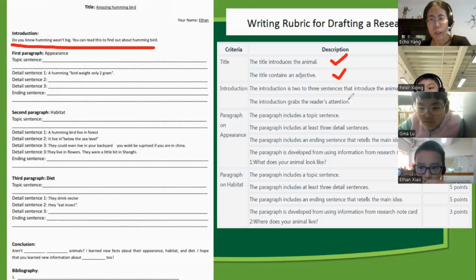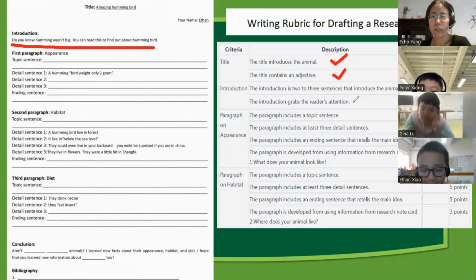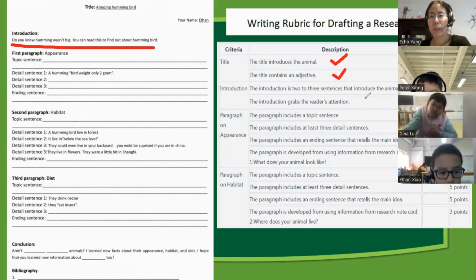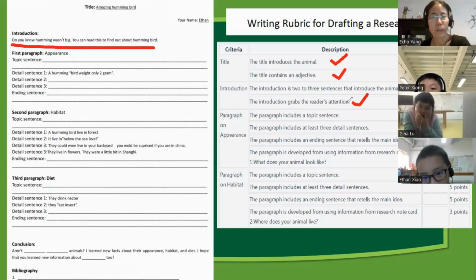So does your introduction grab the reader's attention? Yes or no? Like using a question? Yeah, because you can read this to find out about the hummingbird. Yeah, that's right. So you begin your introduction with a question, so you can grab the reader's attention. Okay, now your introduction meets the requirements. And now look at paragraph 1 on note cards. What does a hummingbird look like? So does your paragraph include the topic sentence? Yes or no?